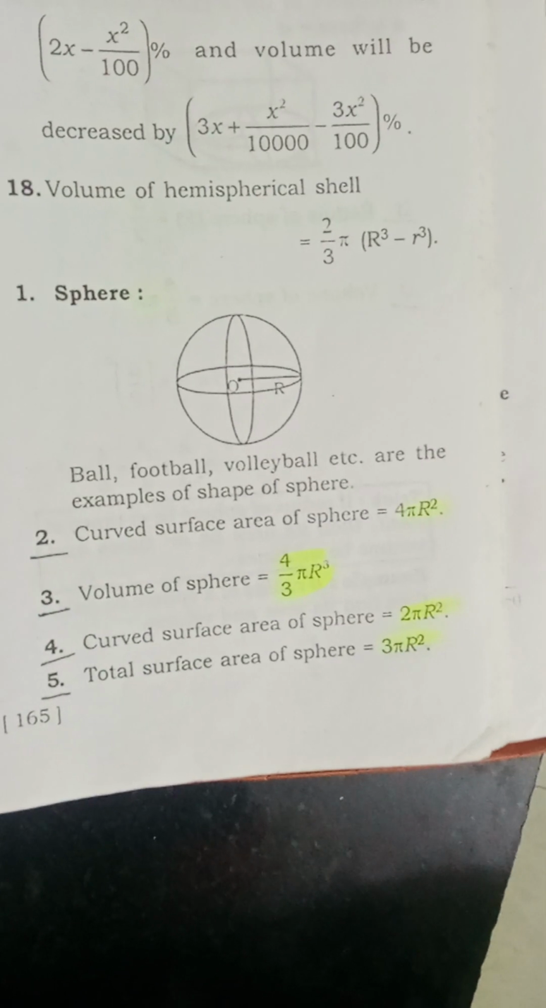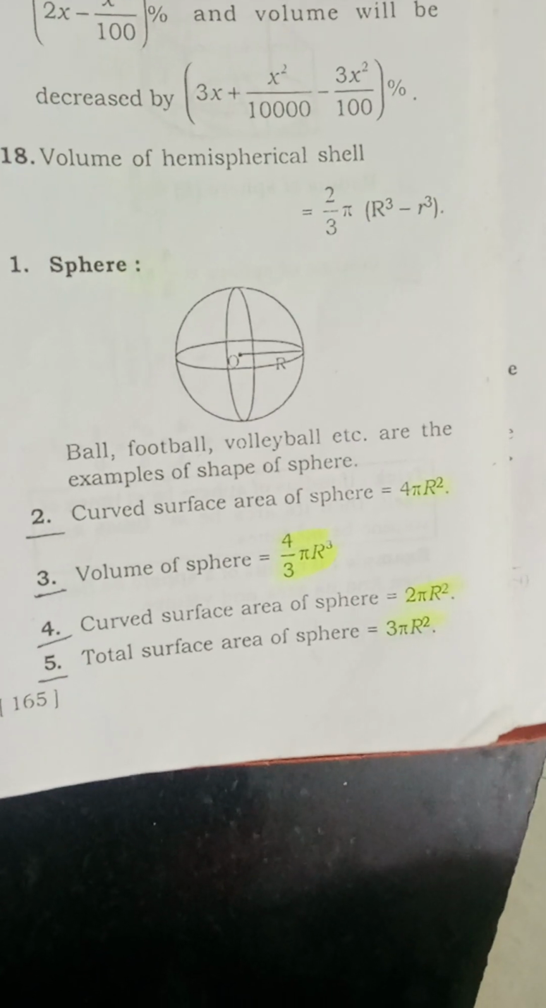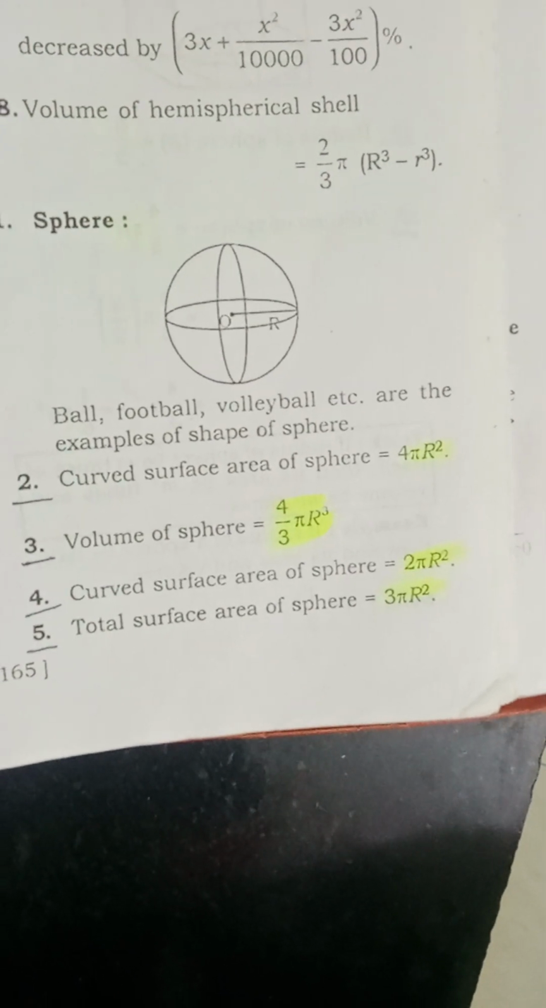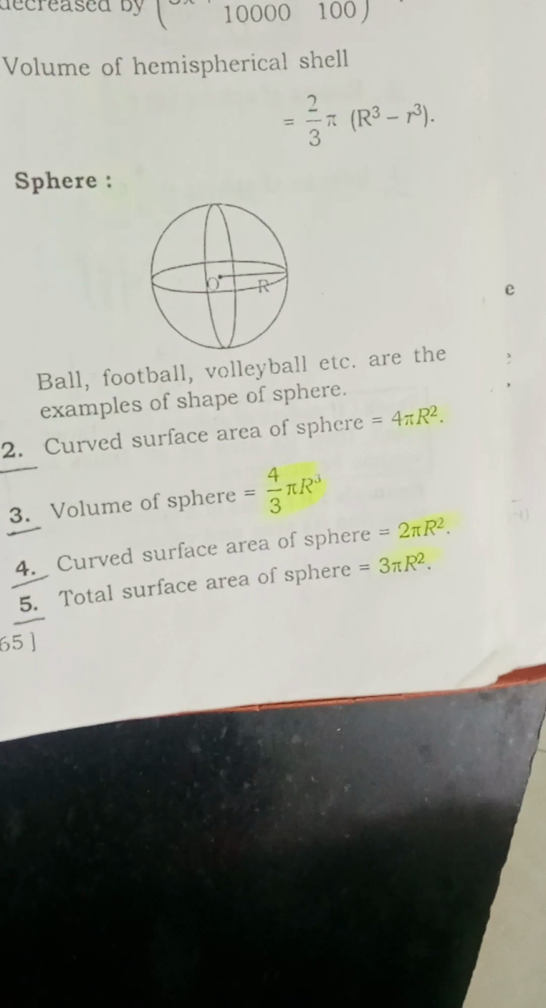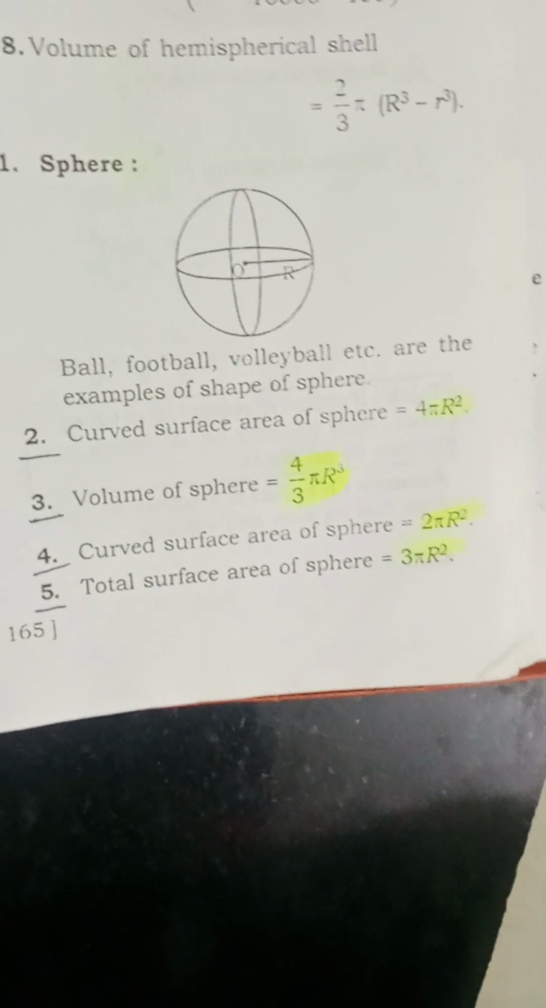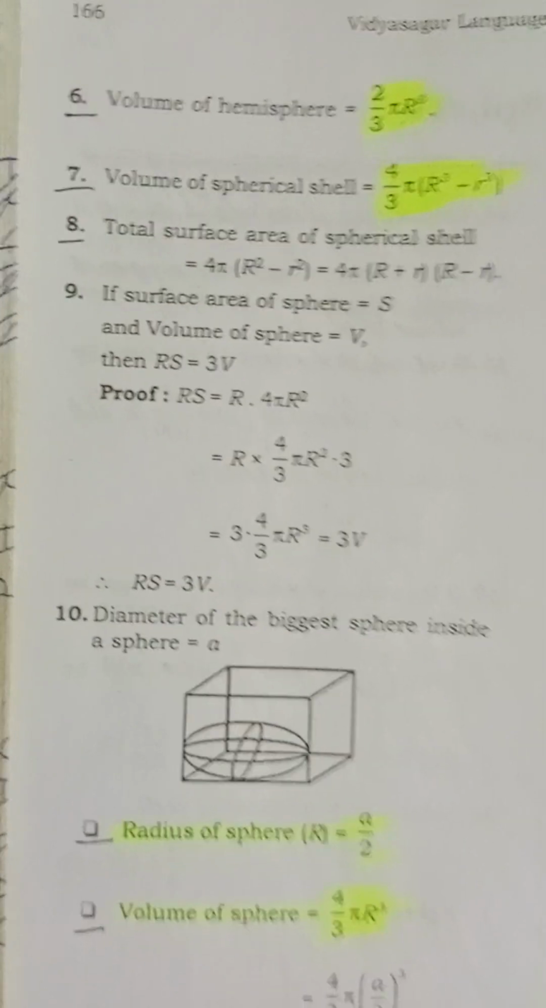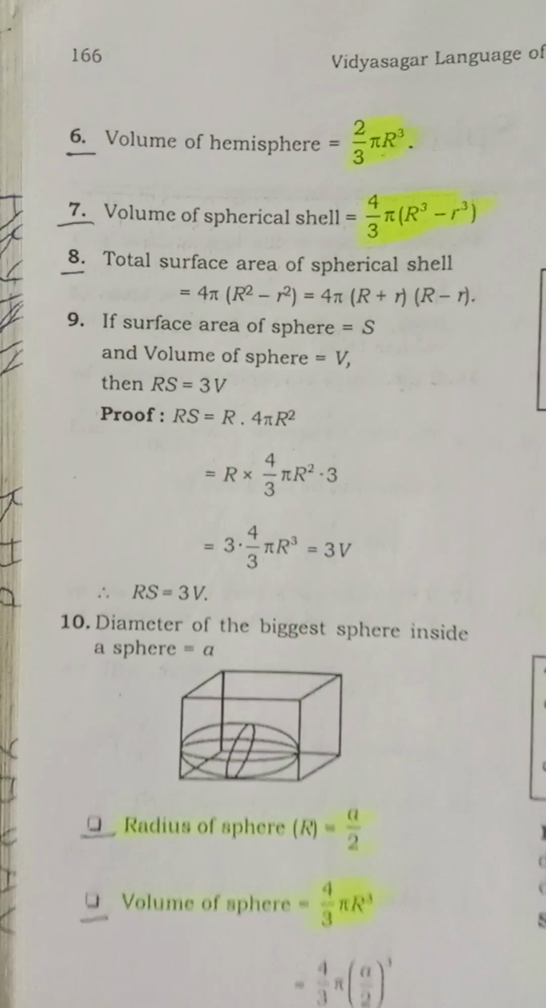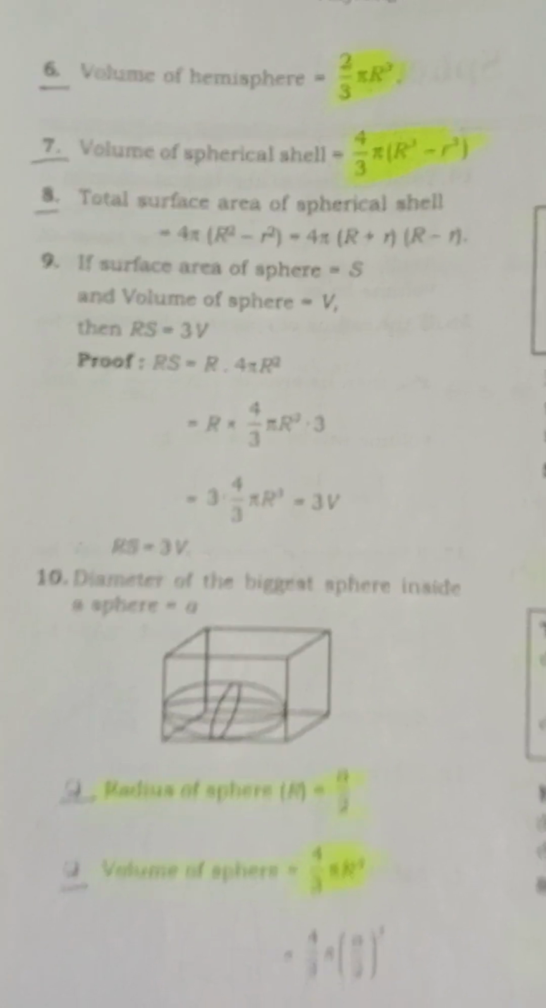Curved surface area of a sphere is equal to 4 pi r square. Volume of a sphere is equal to 4 by 3 pi r cube. Curved surface area of a hemisphere is equal to 2 pi r square. Total surface area is 3 pi r square. Volume of hemisphere is 2 by 3 pi r cube.